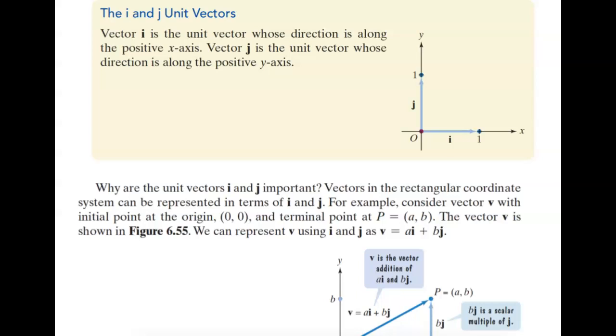All right, our next topic in vectors is vectors that are called the unit vectors. So vector i is the unit vector whose direction is along the positive x-axis. So here is vector i, and it has a distance of 1, a magnitude of 1. Vector j, along the vertical axis, the y-axis, also has a distance or magnitude of 1.